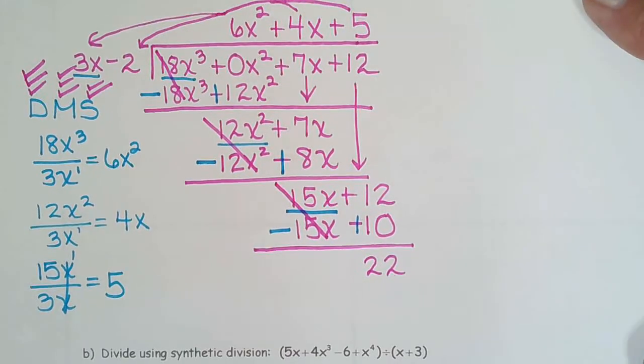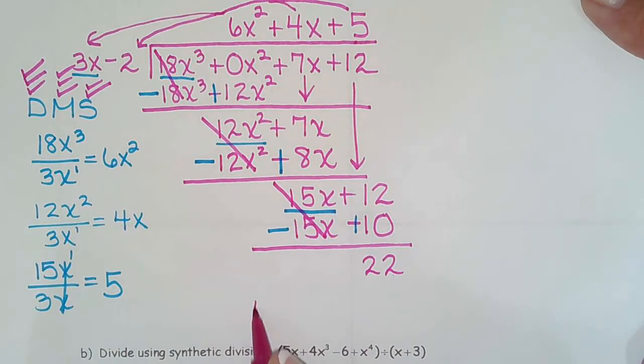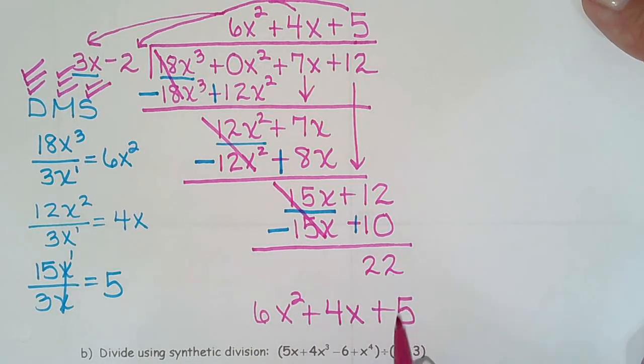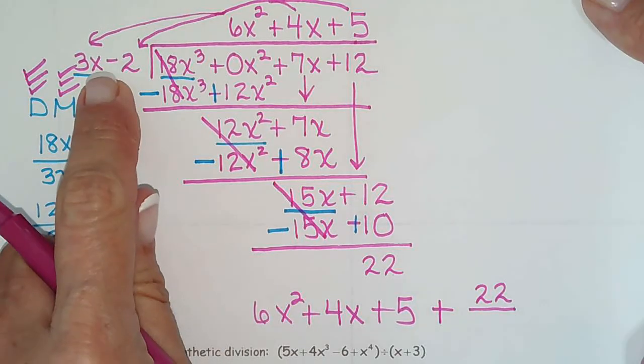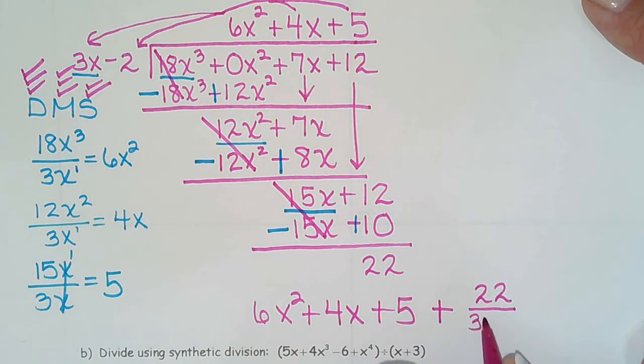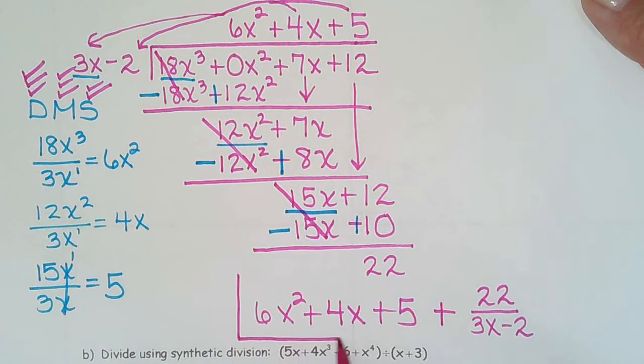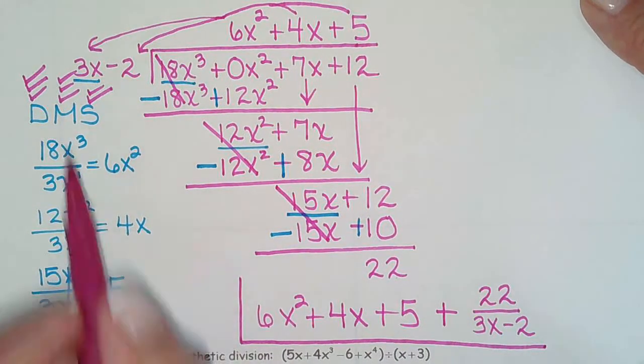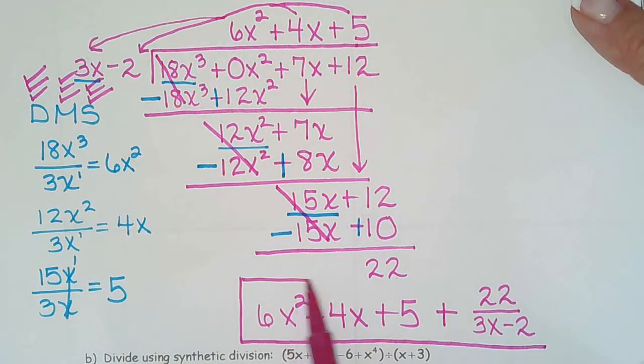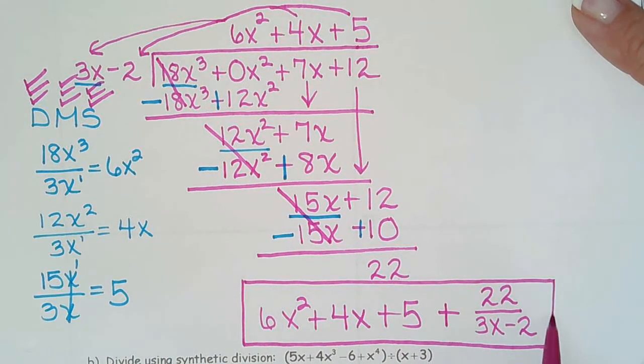So then we write our quotient as 6x squared plus 4x plus 5. This remainder is positive, so we write plus, and we put remainder over divisor, 3x minus 2. So that will be my answer for that really long division problem.